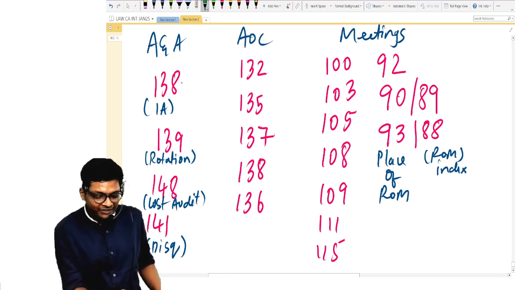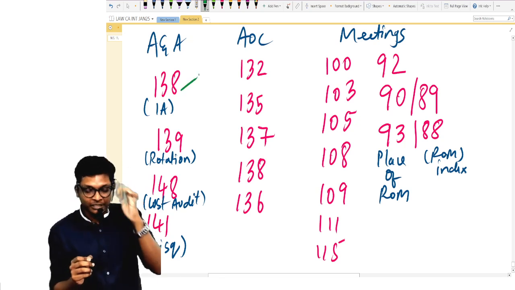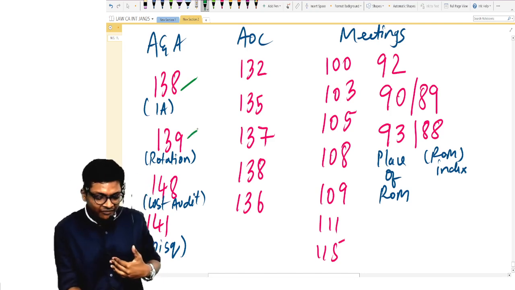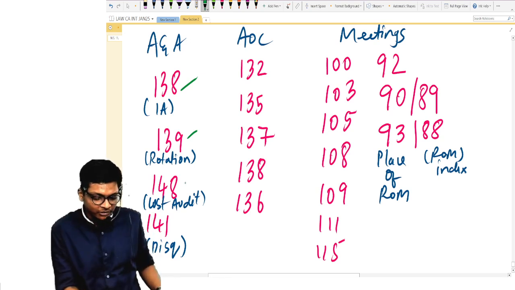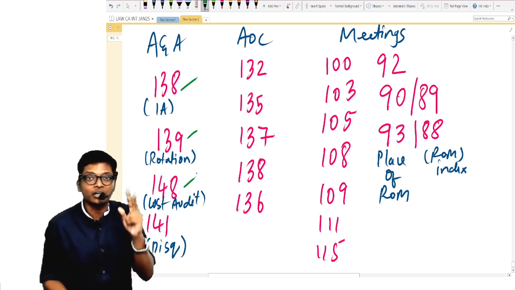Audit and auditors, section 138, internal audit, you have a limit. You can just try to visualize that. 139, rotation of auditors for listed company and other companies, you have limits. Cost audit, regulated, non-regulated sector.